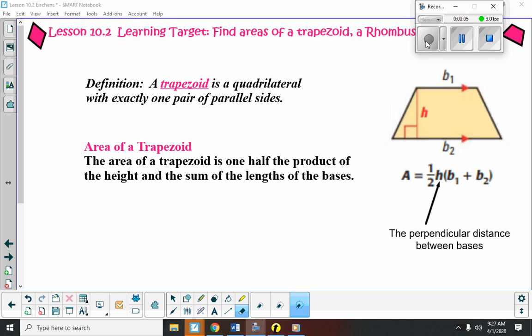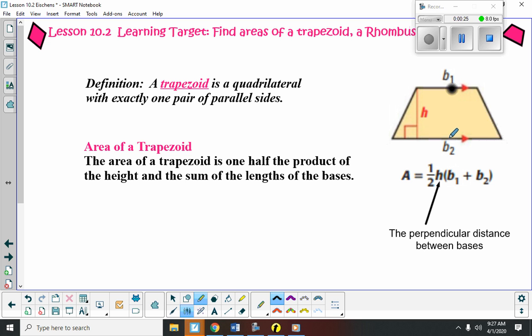In this lesson, we are going to be talking about how to find the area of a trapezoid and of a rhombus and of a kite. So first of all, if you will recall, the definition of a trapezoid is a quadrilateral with exactly one pair of parallel sides. So here we have a picture of a trapezoid right here.